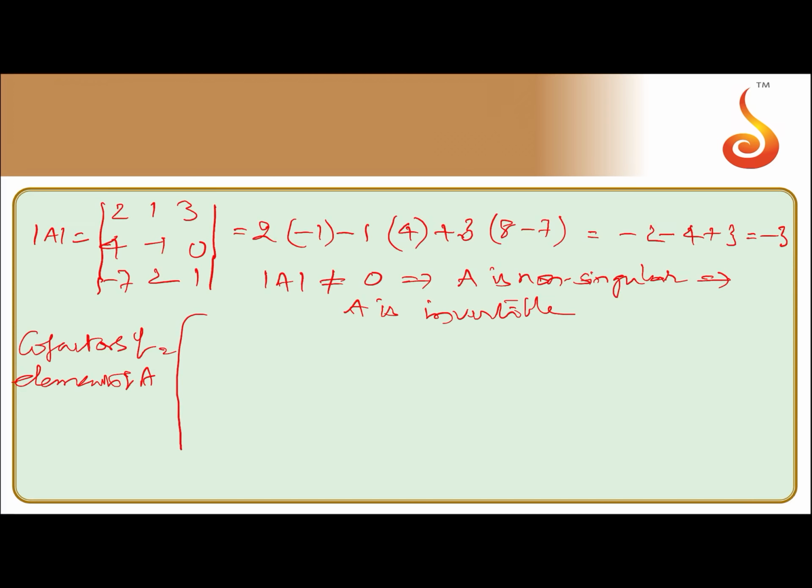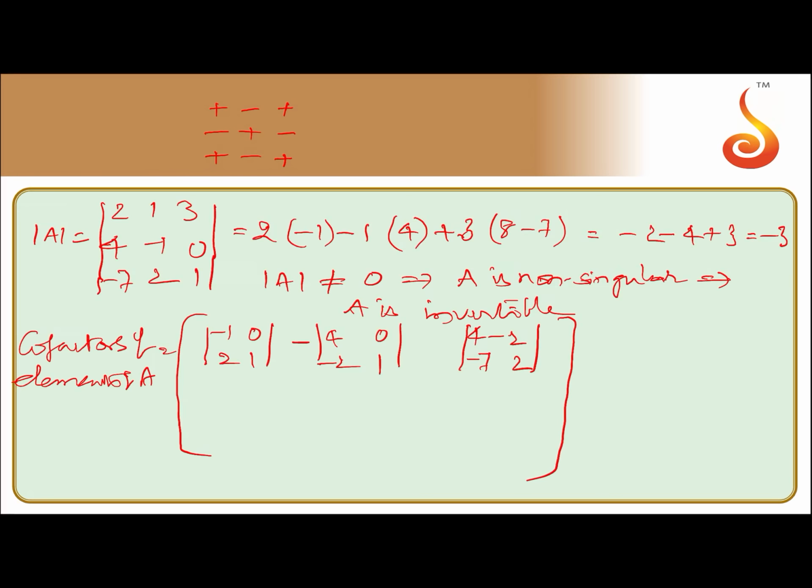So the cofactors of the elements of A, we'll be getting like this. The cofactor of the first element is minus 1, 0, 2, 1. The second one's cofactor is 4, 0, minus 2, 1, changing the sign of this one. Remember the signs as positive, negative, positive, negative, positive, negative, positive, negative, positive. And the cofactor of the third element is 4, minus 2, minus 7, 2.